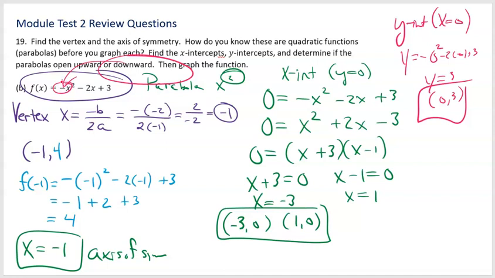Now, the next page, I want to put all this information on a graph. So do me a favor. Plot the point negative 3, 0, 1, 0, 0, 3. Where did I write the vertex? Right here, negative 1, 4. Plot all of those on the xy axis and then we'll take a look.